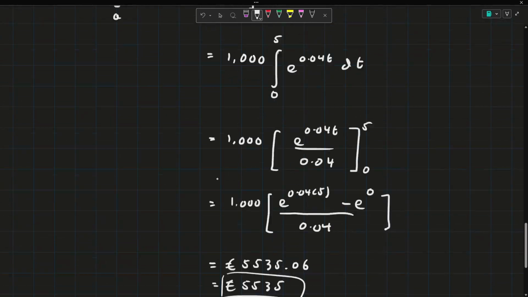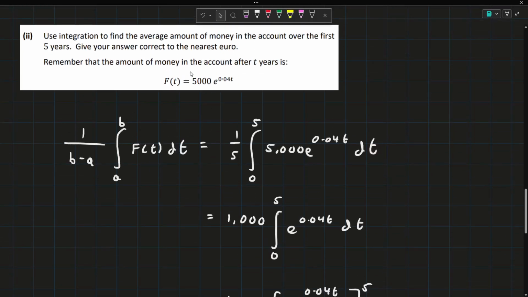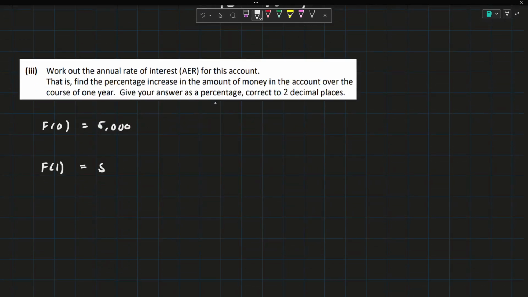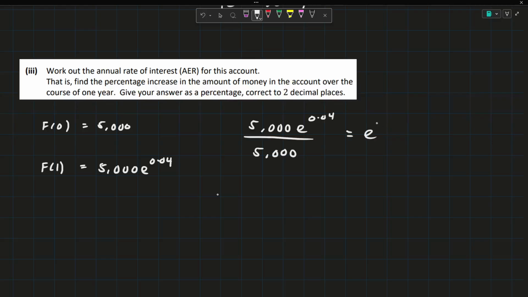And f of 1 will just be equal to 5,000 times e to the 0.04 times 1. So we'll just have 5,000 e to the 0.04. So let's see how much it increased by. Well, basically how much it increased by as a percentage, we divide the two things. So the bigger thing, well, I suppose the thing later in time is the proper way to think about it, divided by the thing earlier in time. The 5,000s cancel. We find that the growth rate is e to the power of 0.04.